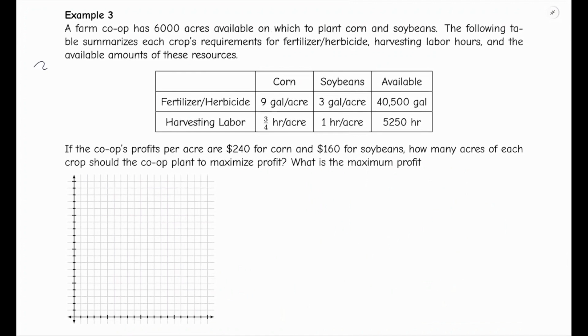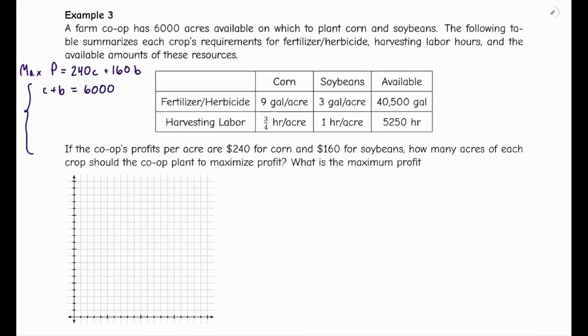So the first thing I do is find the objective function. We are trying to maximize P equals 240 for corn and 160 for soybeans. I'm going to use B because my S's look too close to fives. It's going to be subject to 5 constraints. The first constraint is not in the table. It's from the 6,000 acres. That means C plus B has to equal 6,000.